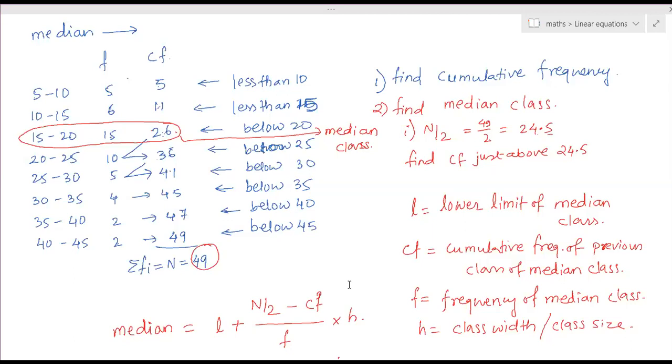First you have to check what is asked: mean, mode, or median. Mean has 3 formulas. So you do one thing: solve mean by only one method. Don't remember the other methods. There are 3 methods for finding mean.